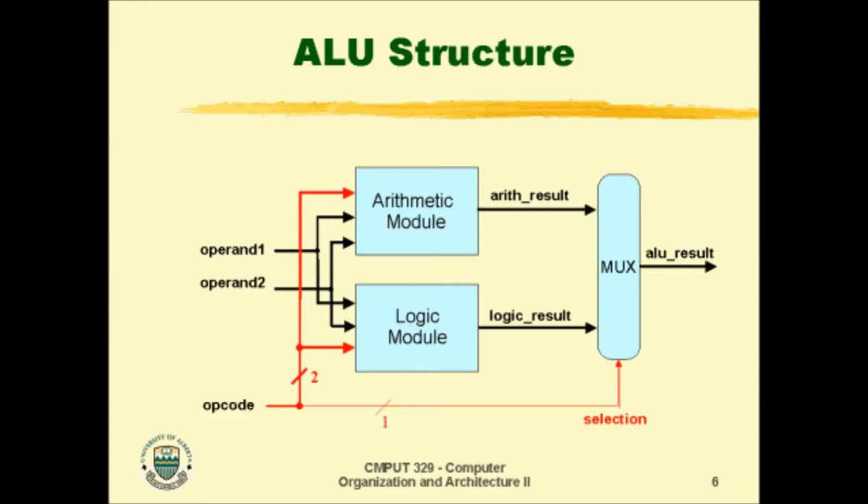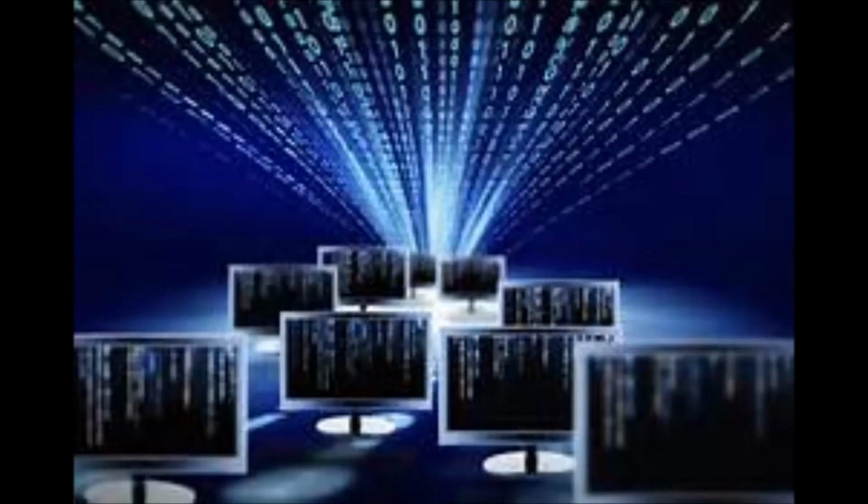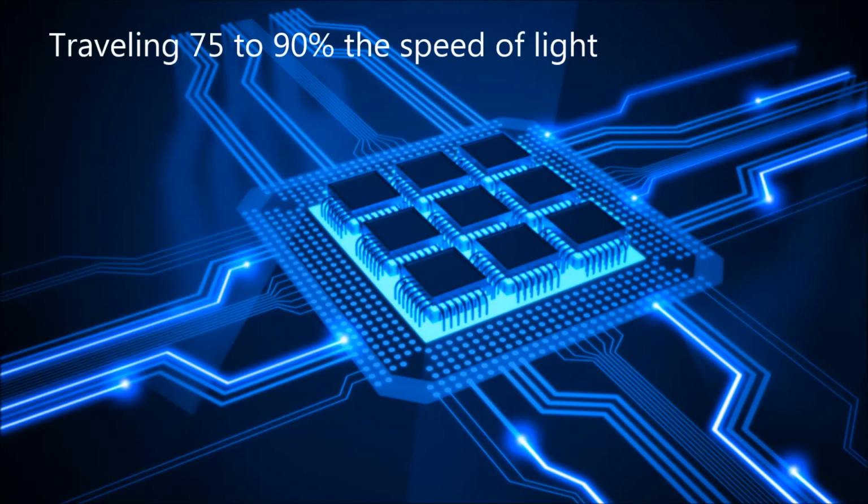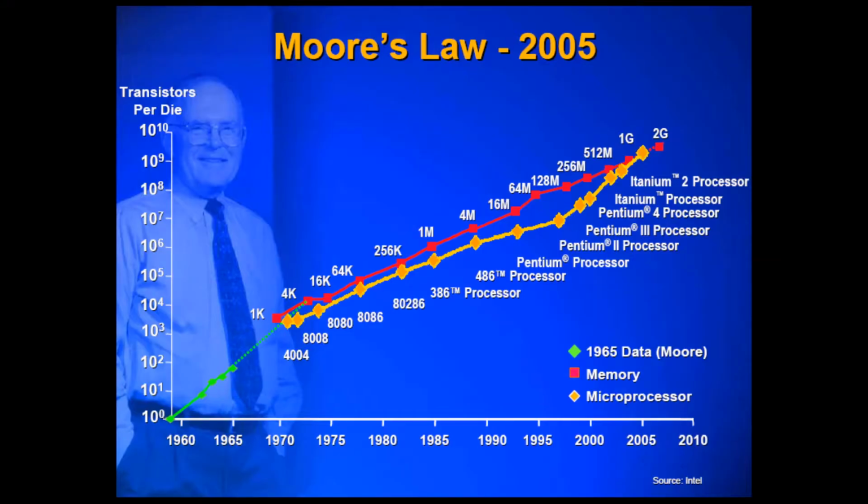With a modern processor, data travels close to the speed of light, which is close to 300 million meters per second. Speed of a signal can depend on the type of metal in the wire through which the signal is traveling. Most electrical signals are traveling about 75 to 90% of the speed of light. CPUs are getting faster and faster. In fact, Moore's law says computer processors double in complexity every 2 years.